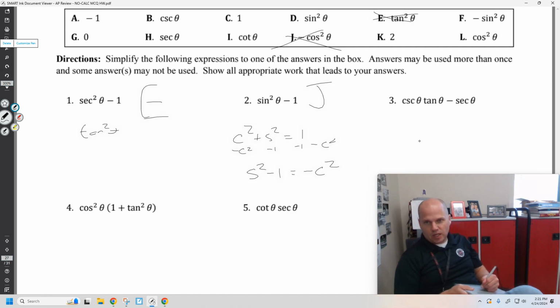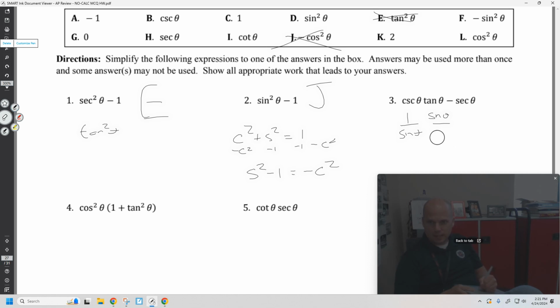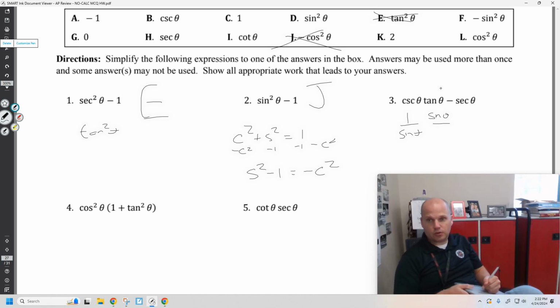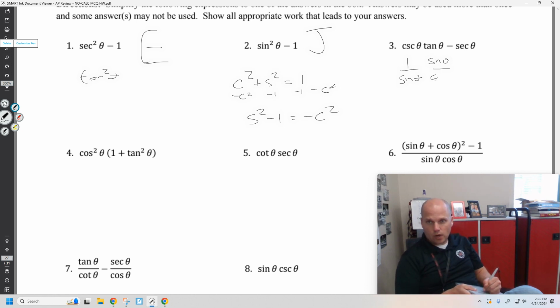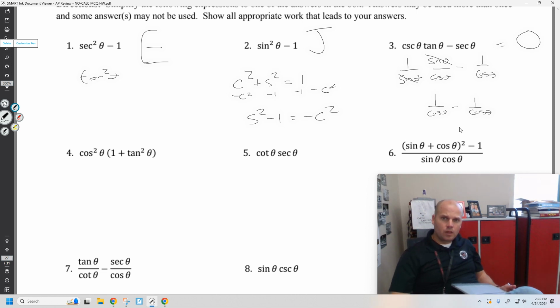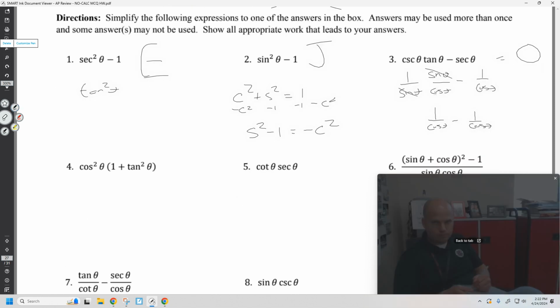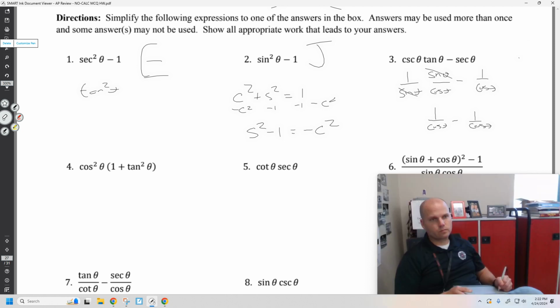Okay, sometimes it's helpful to rewrite that as sine and cosine. So I'm going to rewrite this. This is 1 over cosine. And the sines cancel. And I have 1 over cosine theta minus 1 over cosine theta. Turns out that's 0. So 0 is G. Hooray. Hooray. Shut up, Louie.